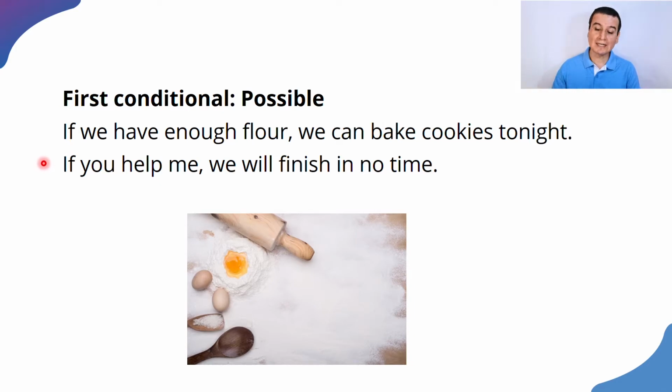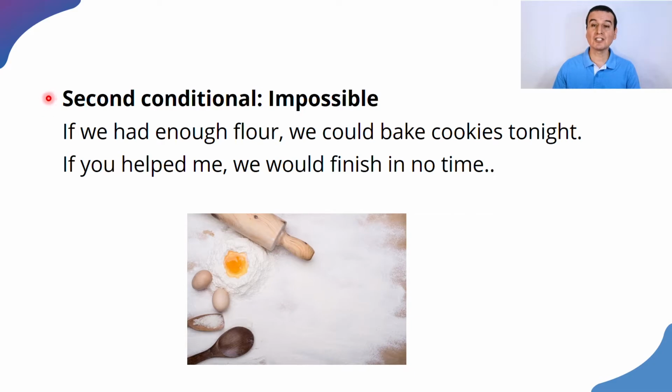So look, the second conditional refers to actions that are quite impossible because it is hard to meet the conditions. Look at the same description here. If we had enough flour, we could bake cookies. If we had. The thing is that it looks like we don't have enough flour, so we cannot bake the cookies. So that's why we expressed it with the past simple, if we had.